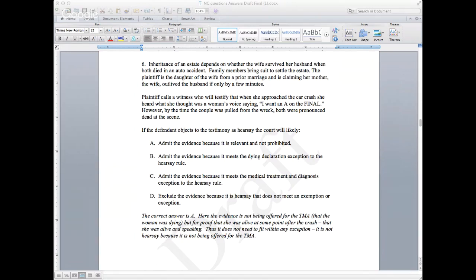Exactly. So this evidence of a woman's voice saying, "I want an A on the final." What are we bringing that in for? To show she was alive. Correct. Even though you're thinking about the husband being dead, that is of no consequence. This statement we want to bring in to show the wife was alive. That statement can be true or false. We don't care about whether it's true. It's the fact that she just said the statement is why we're trying to bring it in.